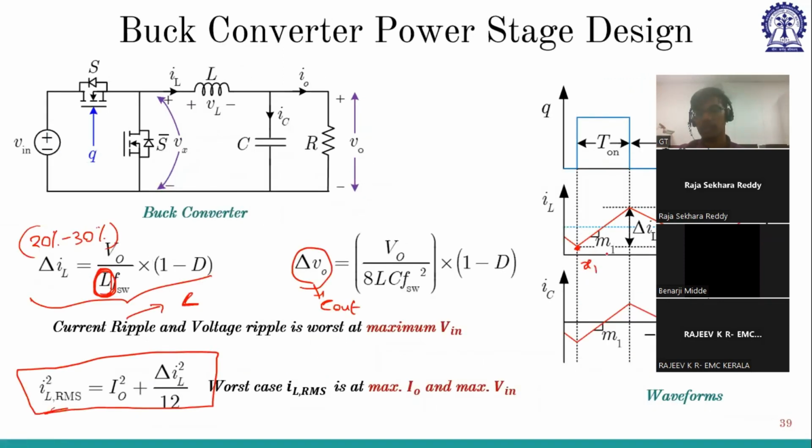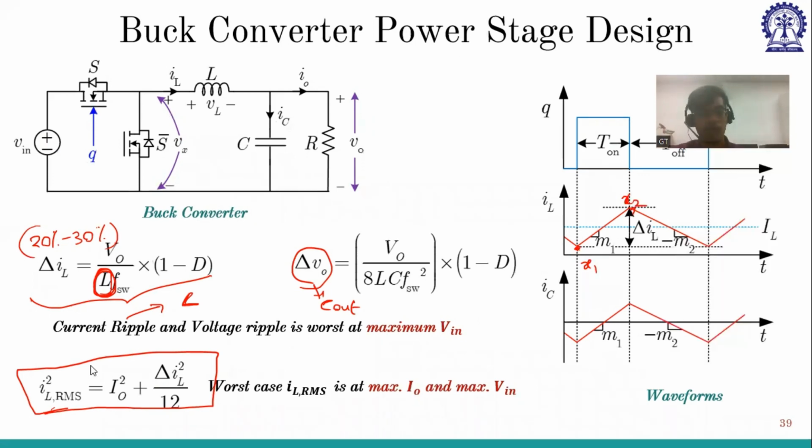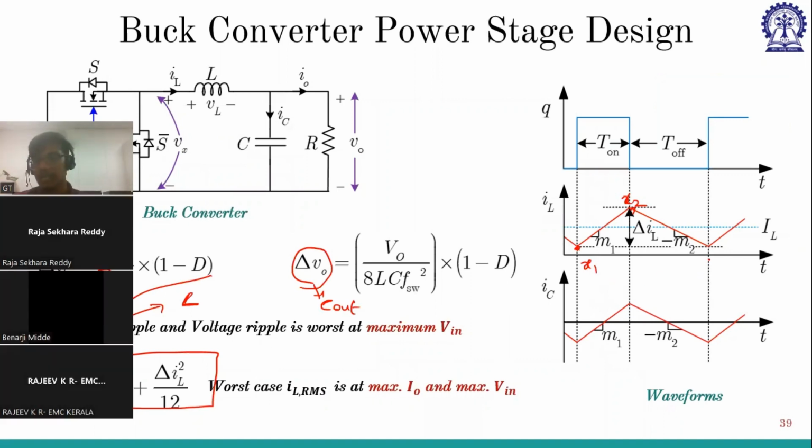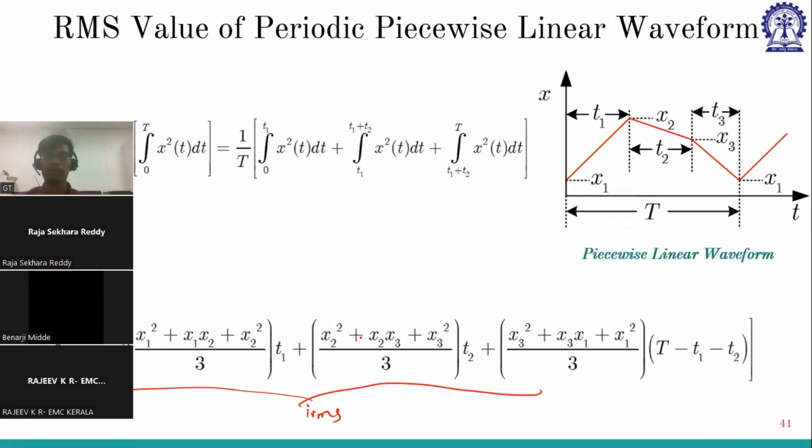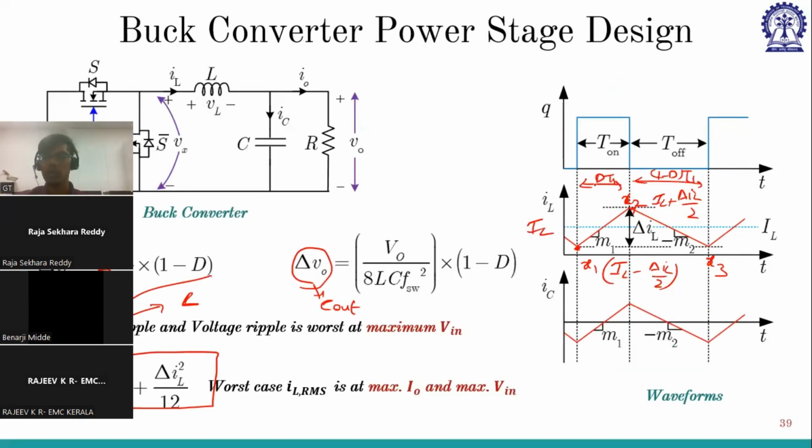So this is x1, this is x2, and this is x3. The average is IL, x2 is IL plus delta IL by 2, x1 is IL minus delta IL by 2. And this time is DTS, this time is (1 minus D)TS. So using this formula that Sir has mentioned, you try to derive it. I was planning to derive it in today's class, but we are running out of time. So you try to derive this. If you are facing any issues, I will be discussing it next week, and I will also be checking whether you have derived it or not.